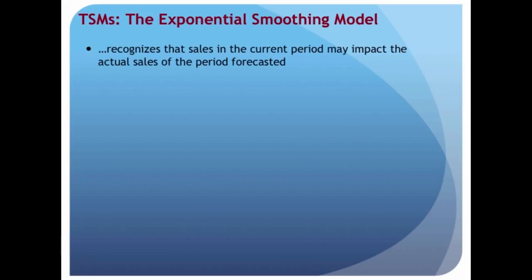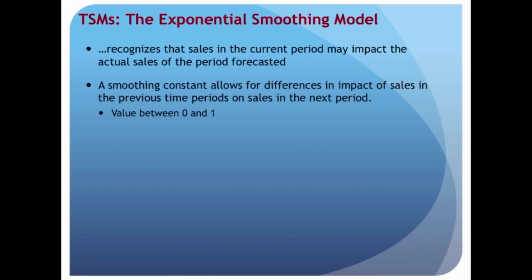The exponential smoothing model is similar in intent to the weighted moving average model in that it recognizes that sales in the current period may impact the actual sales of the period forecasted. The model uses a smoothing constant to account for this impact. A smoothing constant is assigned by the forecaster to allow for differences in impact of sales in the current and previous time periods on sales in the next period. This smoothing constant can take on a value of between 0 and 1.